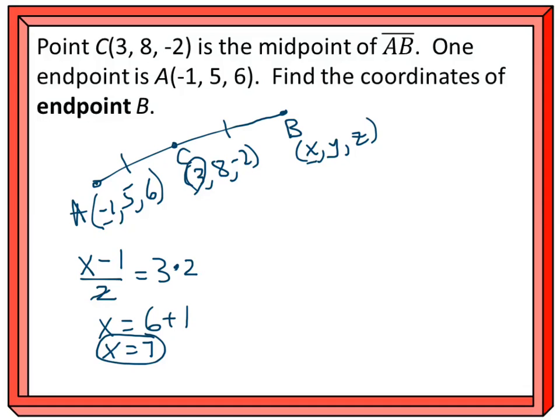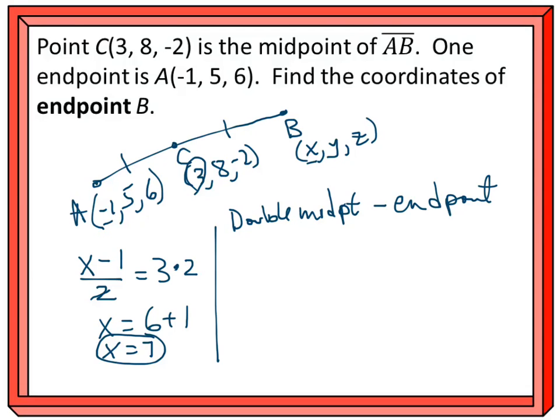And notice that I added 1, but the original number was negative. I actually subtracted a negative 1. So one of the shortcuts here is to double the midpoint and then subtract the endpoint. So let me show you that on the next one.